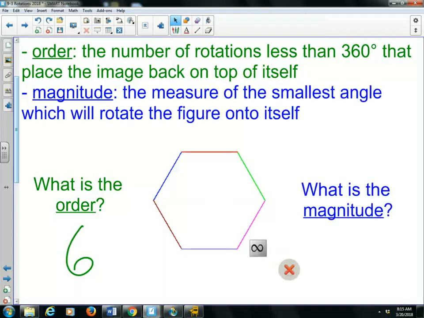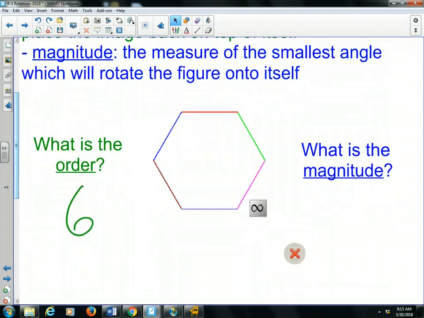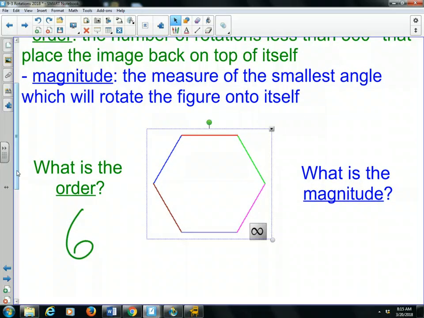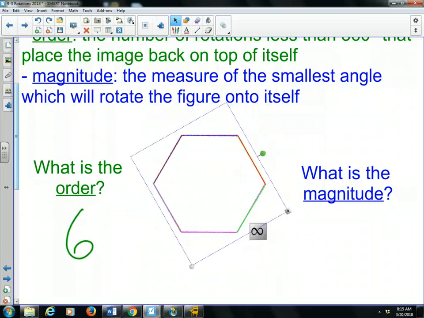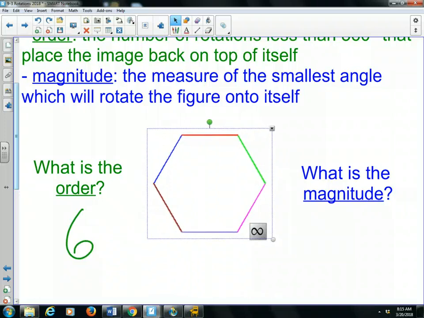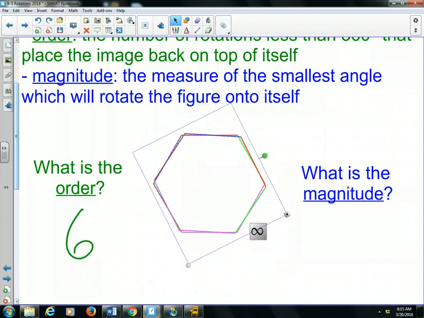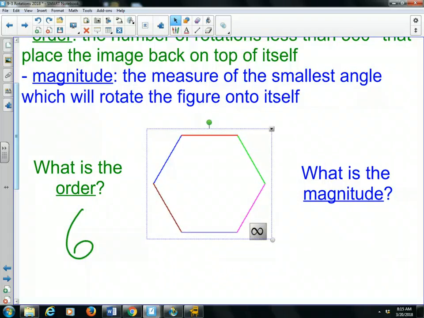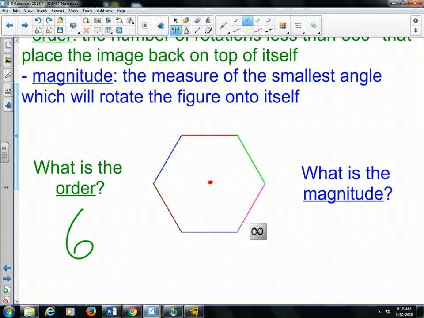So now we have lastly the magnitude. The magnitude is the measure of the smallest angle which will rotate the figure on top of itself. So what is the angle measure from here to there? Here is where it starts, and the smallest angle that will rotate it back on top of itself is right here. If we take a look at this for a second, here is the center of rotation. This red segment right here has to be rotated so that it gets on top of this green segment. And it can be rotated again where it gets on top of this pinkish purplish segment, and then this bluish purplish segment, and then the brown segment, and then the blue segment. How many degrees is each one of these angles?